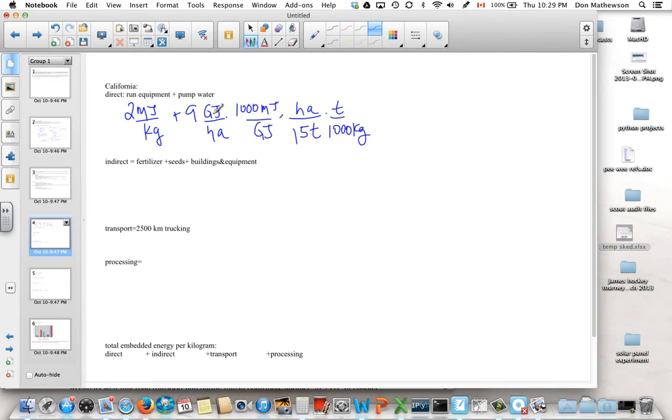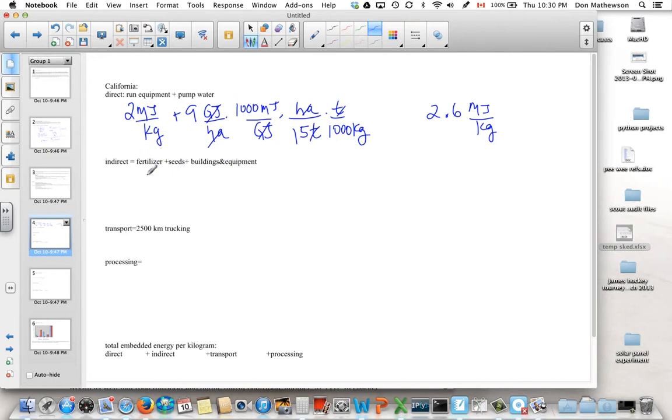So if we check our units, gigajoules will cancel, hectares will cancel, tons are cancelled, and now we know how many joules were needed per kilogram of product. If you work that out, you find the direct energy signature of the California tomato was 2.6 megajoules per kilogram. So that's energy the farmer would have to pay for directly to his utilities. Of course, there's lots of energy that he pays for indirectly in his fertilizer, the seeds, the buildings, and the equipment.